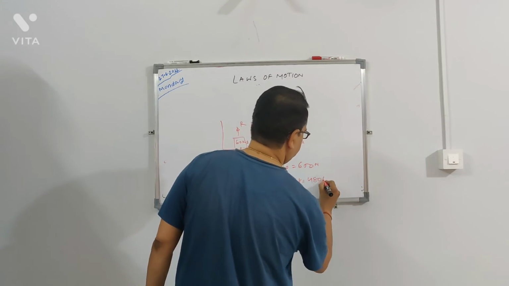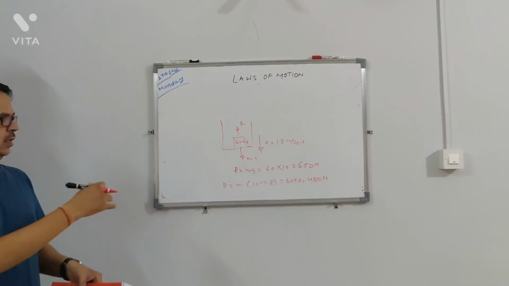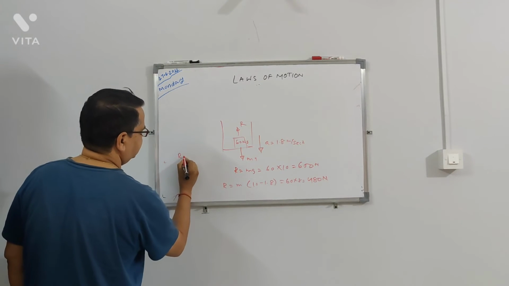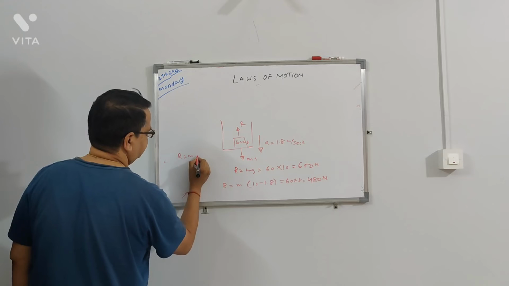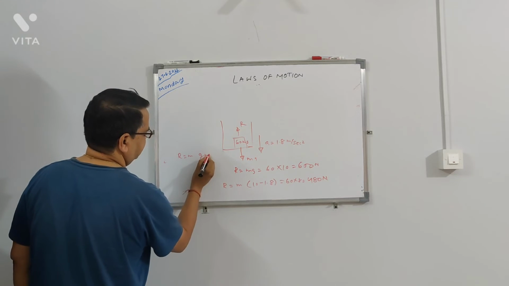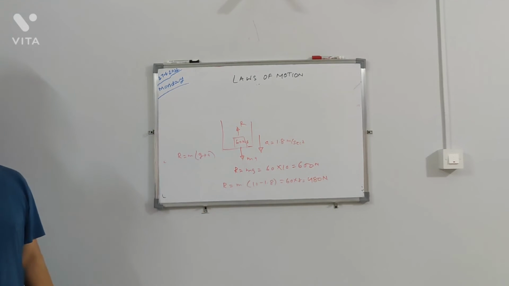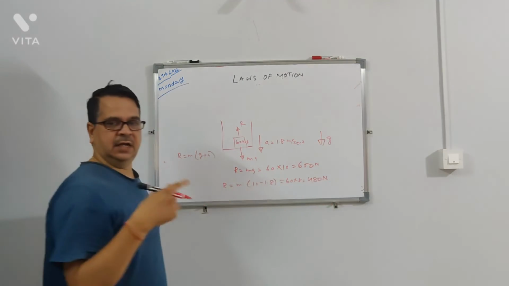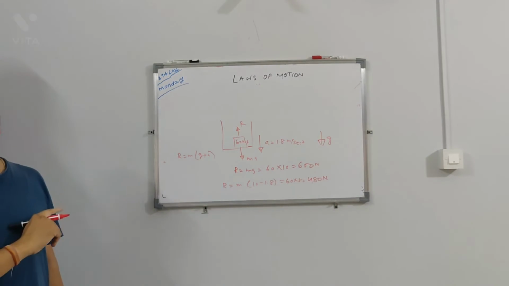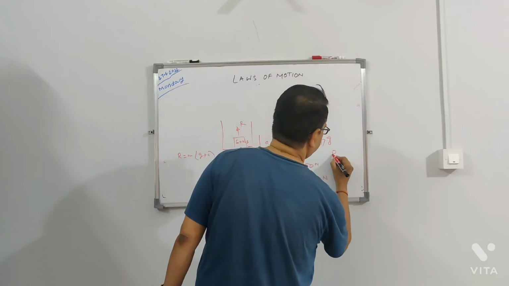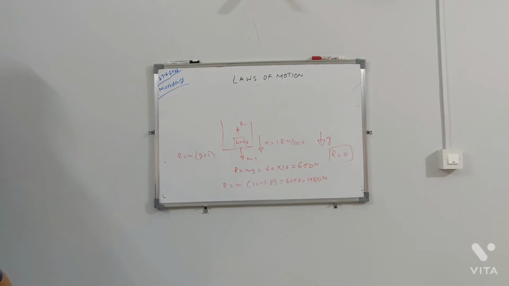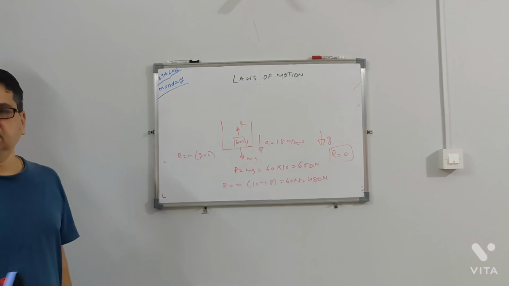There can be n number of questions. If it is going upward, it will become R equal to m into (g plus a). And if any question says it is falling with acceleration g, that is called free fall. In free fall, the reaction will be equal to 0, which means you will feel weightless. So these are some of the questions related to Newton's law.